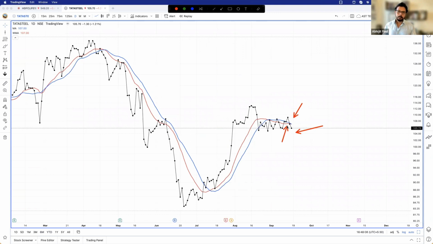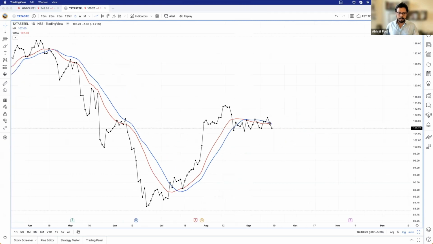वेटेड मूविंग एवरेज, बिकॉज द रीसेंट प्राइसेस हैव मोर वेट। इसका मतलब वेटेड मूविंग एवरेज रिएक्ट्स faster than simple moving average. A weighted moving average will fall, will change its own direction faster, quicker than the simple moving average. इसका आपको एग्जांपल यहीं पे दिख जाएगा.